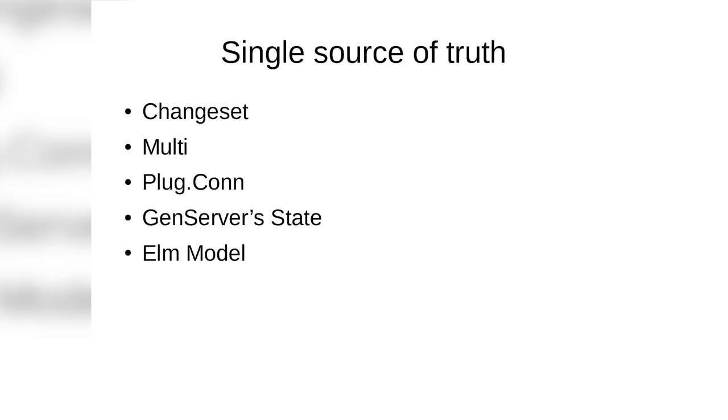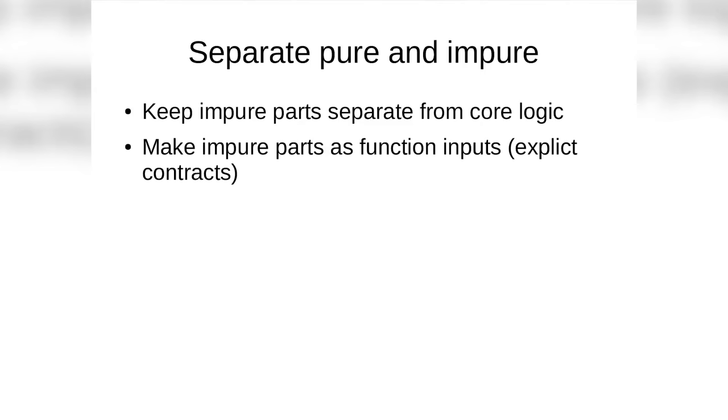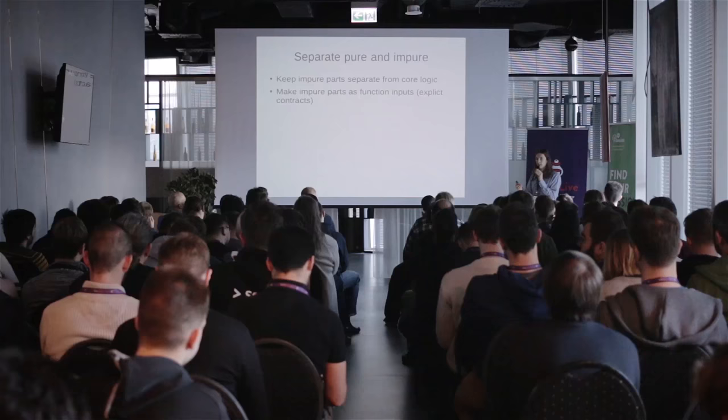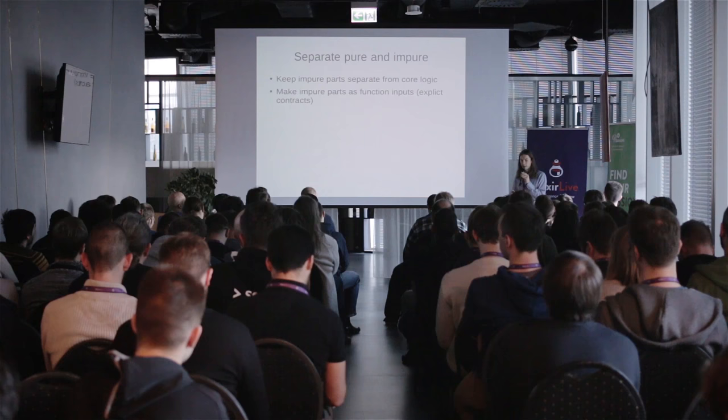So in case of Elixir, those two basic patterns are single source of truth, which manifests in the Changeset library, in the Ecto library, in Multi, in Plug Conn, in GenServer state, because there's always one variable, and in other languages, like in Elm with the model. And the second principle is to separate pure and impure parts of your code. So if you can separate the core logic, it's much easier to test. And testability is always good if you run anything in production. And make impure parts function inputs in case it's really not possible to separate them in any other way.